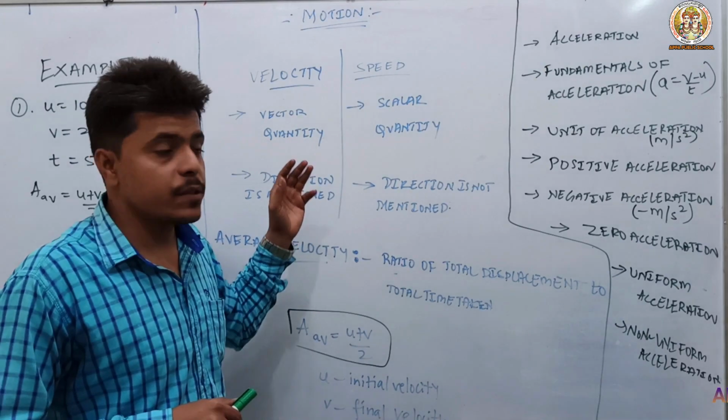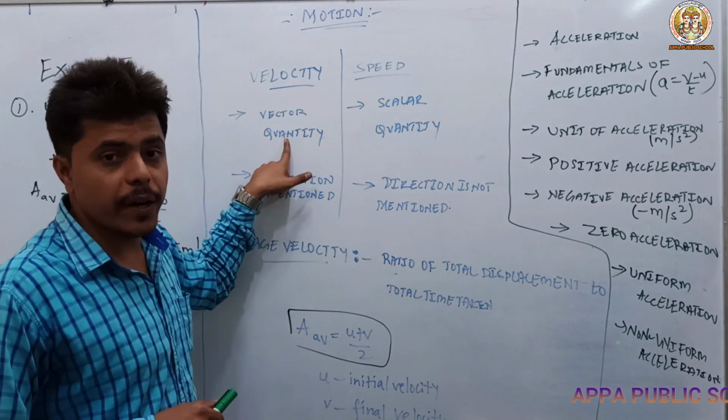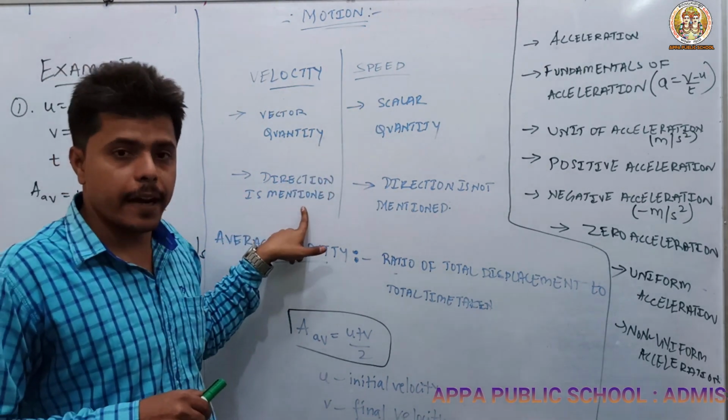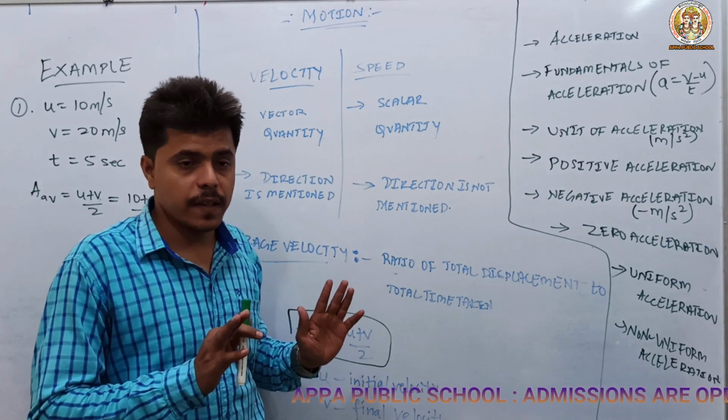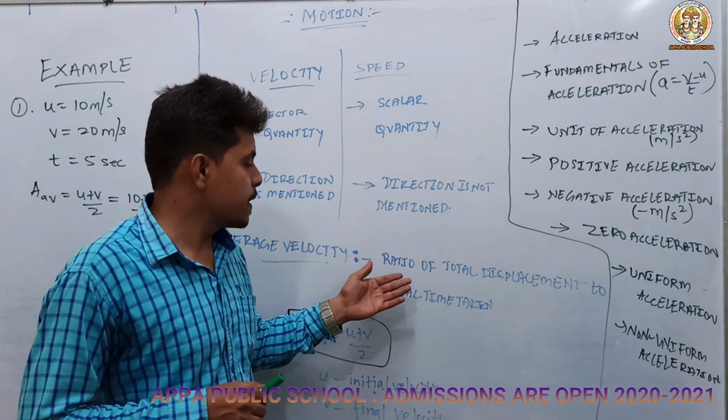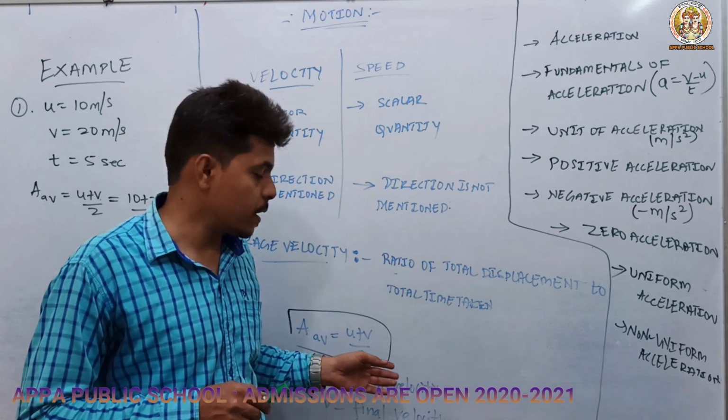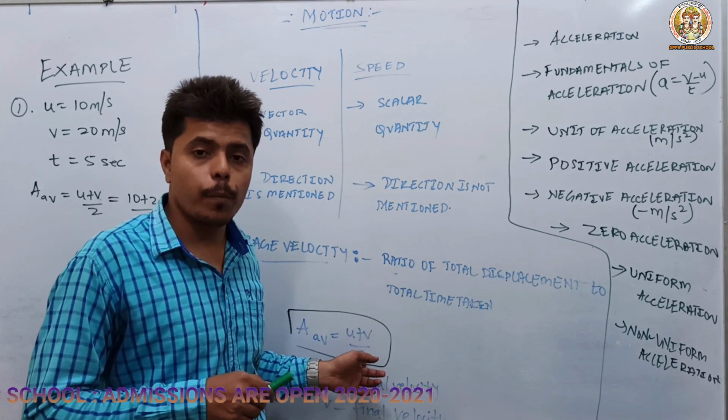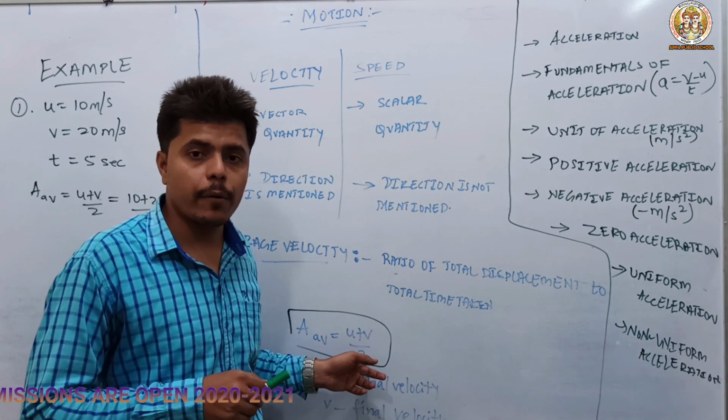So just have a glance. Velocity and speed. Velocity is a vector quantity, and speed is a scalar quantity. Direction is mentioned for velocity, and direction is not mentioned for speed. Average velocity is the ratio of total displacement to total time taken, and the formula is u plus v by 2.